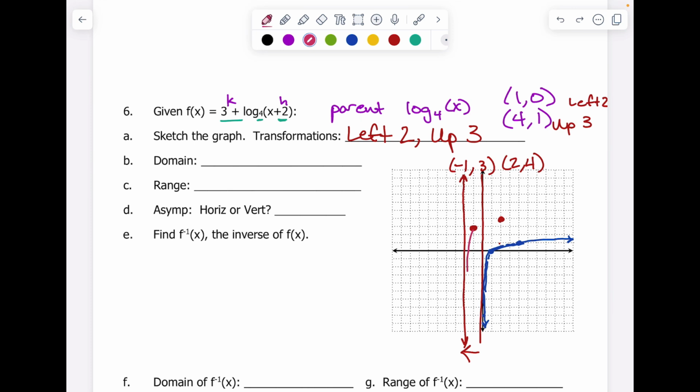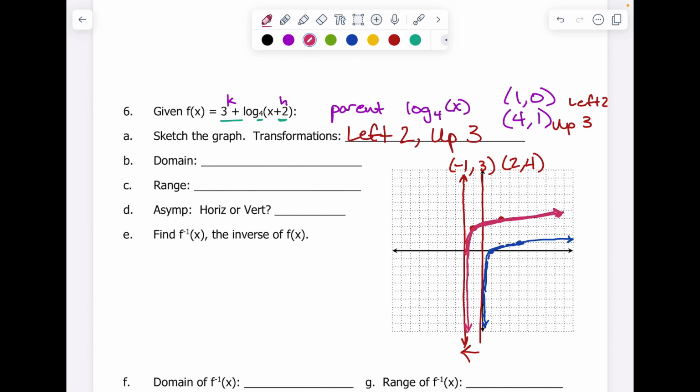We go down here, we get super close. We curve over here. We continue increasing just at a much slower rate. And that's our original. So now let's answer some questions about it.